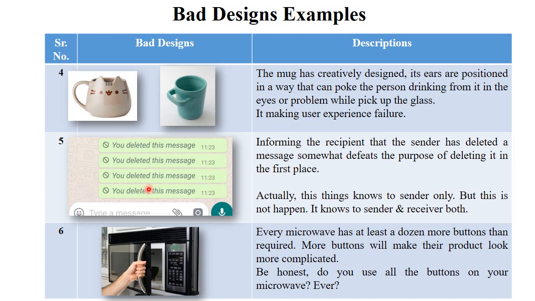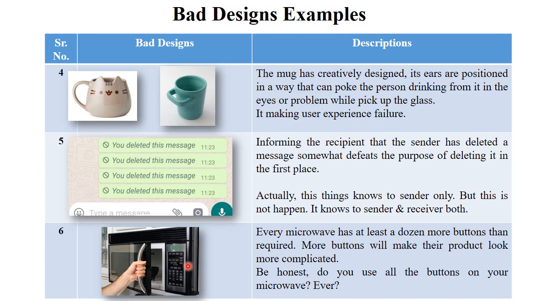Now the next one. I think you are all familiar with WhatsApp messages. You can delete a message within a particular time limit. Suppose a sender sends a message to a receiver, and after that deletes that message, it displays the message "you deleted this message." But actually this should be known only to the sender. What actually happens is that if you delete the message, this notice is shown to both sender and receiver. So this is not correct, right? This is also a bad design example.